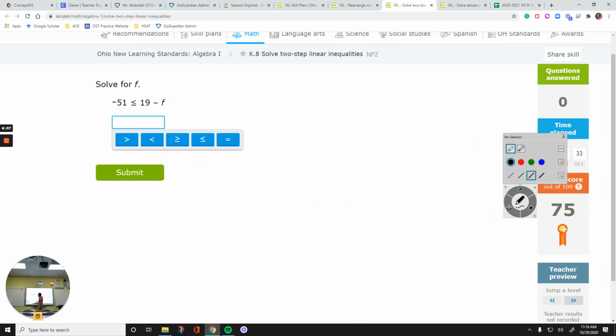Solve for f. I don't know why this is supposedly harder than the other question, because it is not. Okay, let's get to it. Negative 51 is less than or equal to 19 minus f. So, step 1, decide what side you're dealing with. My side is right side. F is over there. I'm going to get rid of that 19. That's my first thing. It is positive, so I'm subtracting it from both sides.